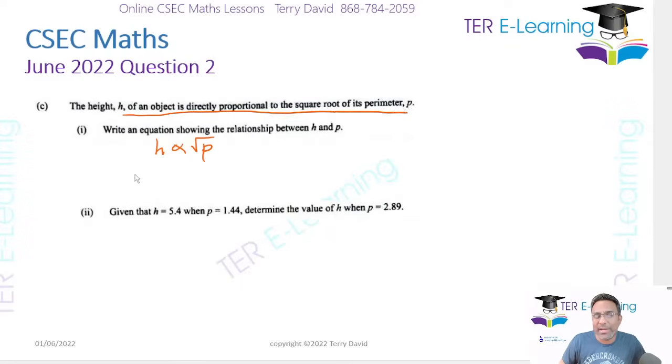Now, I told you guys that you can't leave the proportional sign. You have to replace it. So therefore, it's going to be H is equal to K multiplied by the square root of P. That's what you're going to do.